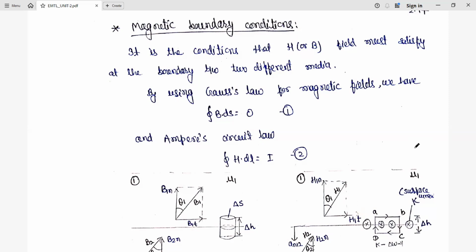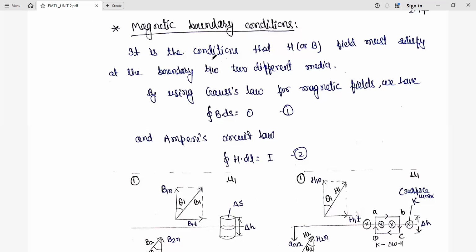Magnetic boundary conditions. What is called a boundary? It means it has some interface. Two different mediums are going to have an interface. Already we have an important concept about electrostatic boundary conditions, so that separate lecture you can see there. Here we are going to see boundary conditions in the case of magnetostatics. So let's begin.